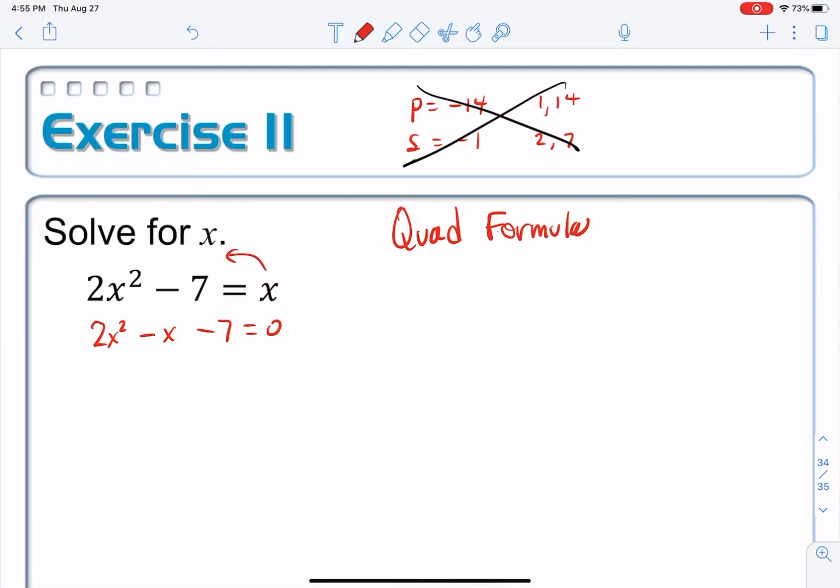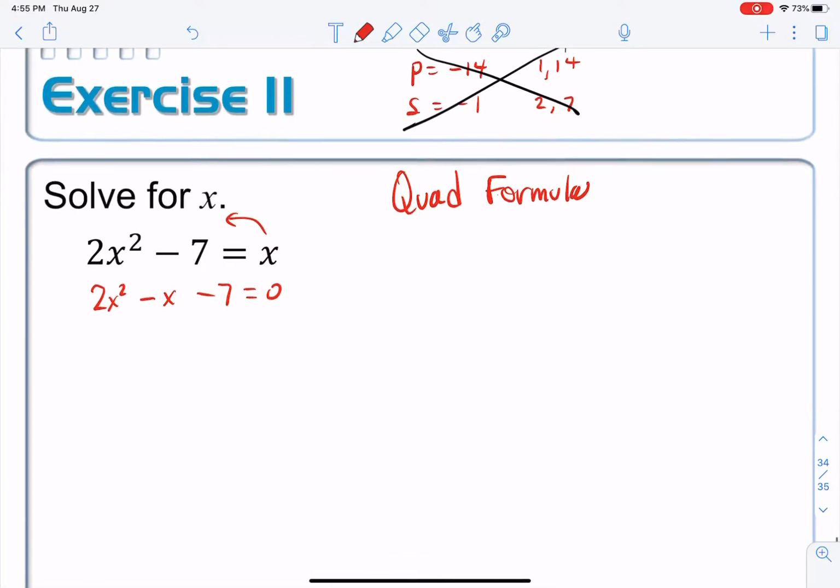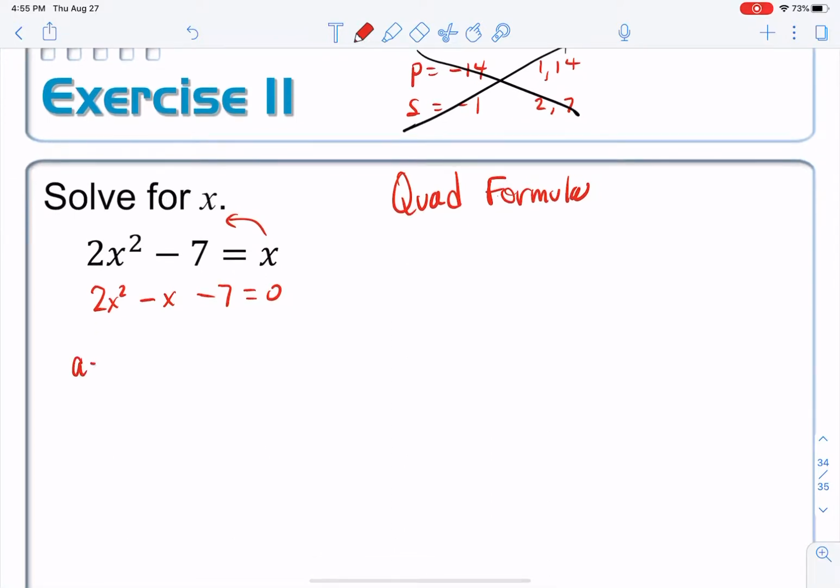So if you need it, you can write down separately what your A, your B, and your C is. But you get practice with this. You don't necessarily have to write it down. You could just go straight to the formula, plugging your numbers in as you go. What is our B value here? See, it's just negative x. Well, that implies that our B value is negative 1, and our C value is a negative 7.